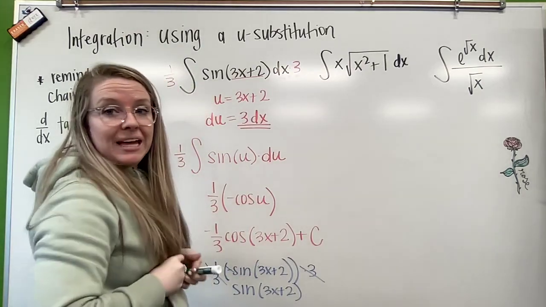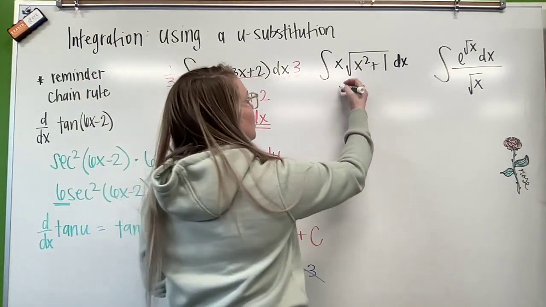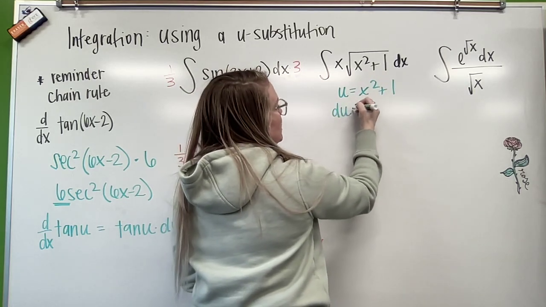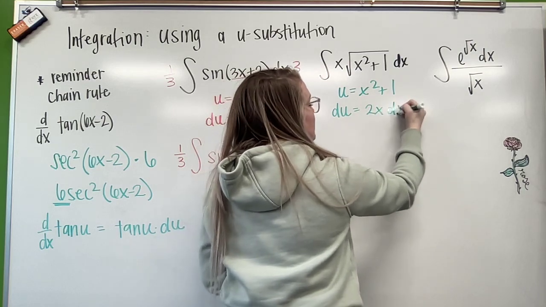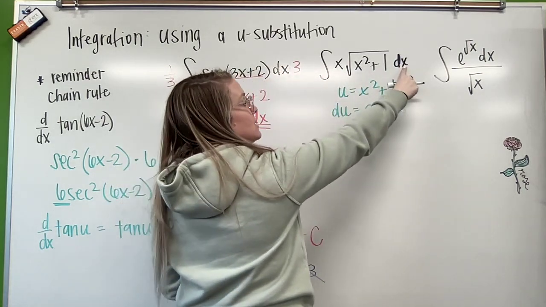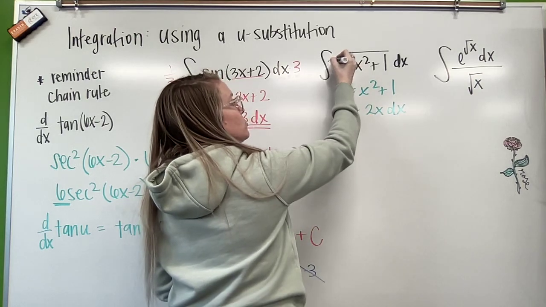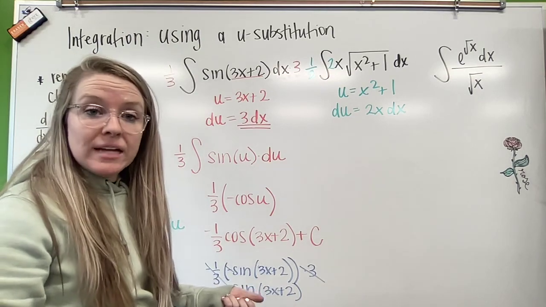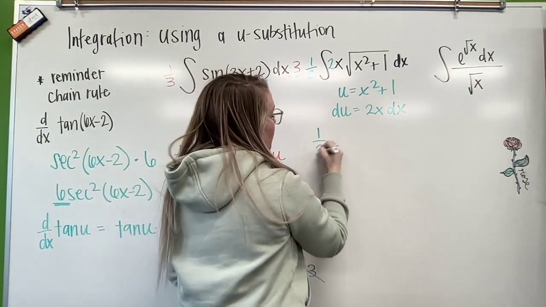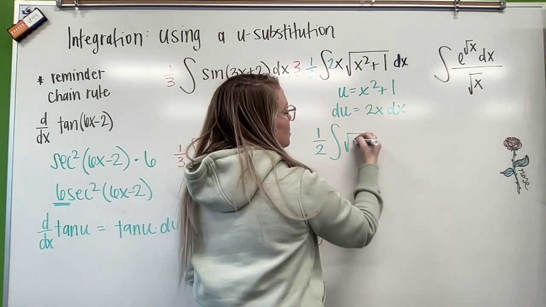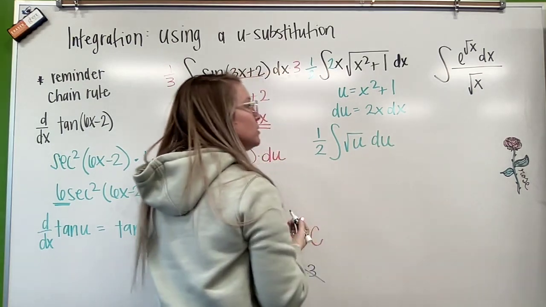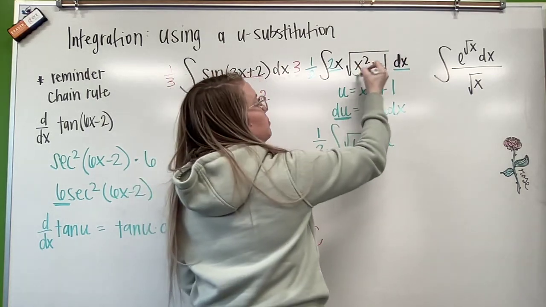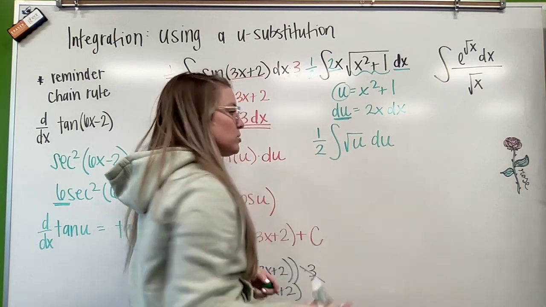And now I'm going to start with my antiderivative. So u equals x squared plus 1. So my du equals 2x dx. Here's my x dx, but I'm missing this 2. So I'm going to multiply by 2 and then balance with a 1/2. So now I can start my substitutions. 1/2 the integral, the square root of u du. My 2x dx becomes du, and then I replace my x squared plus 1 with u, so I'm here.